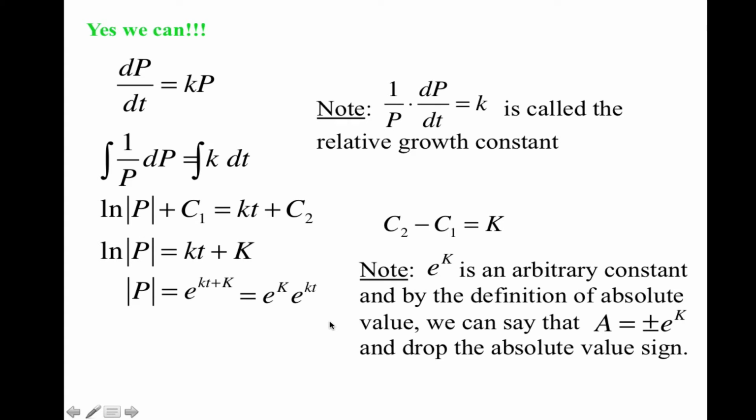And so by the definition of absolute value, we can say that we're going to let capital A equal plus or minus e to the K. And so by doing that, we can drop the absolute value sign on P and at the same time replace e to the capital K with A. So that means that my solution to this differential equation is P equals A times e to the kt.